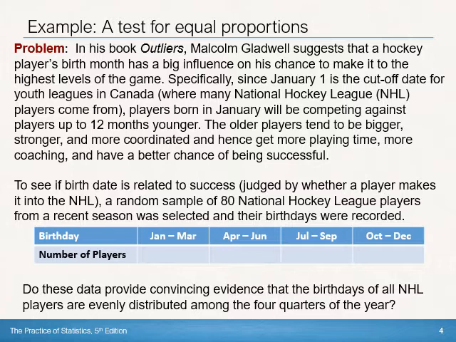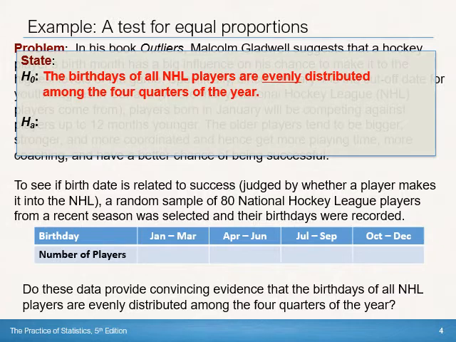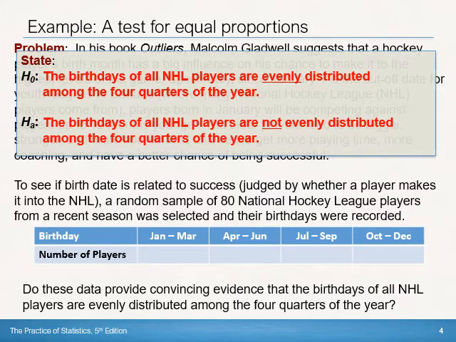So we want to know if this data is going to show us evidence. But before we think about that, we want to think about what the null hypothesis is. Before we read Malcolm Gladwell's book, we would probably have thought that the birthdays are all equally distributed. There's no reason to think otherwise. So the null hypothesis will be that the birthdays of all the players are evenly distributed, so we would expect roughly the same number in each of the 4 quarters. The alternative hypothesis will be that they are not evenly distributed.